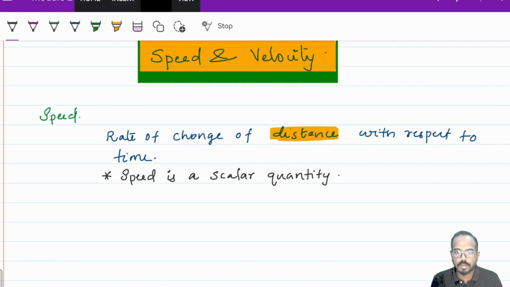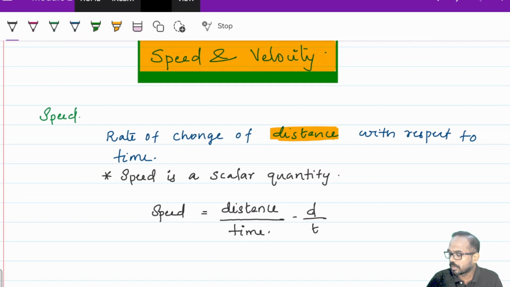So how can you write it mathematically? Speed equals distance upon time. What is the unit? Distance is measured in meters, time in seconds, so meter per second. This is the SI unit. So it is a scalar quantity.